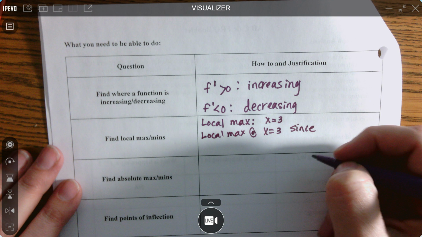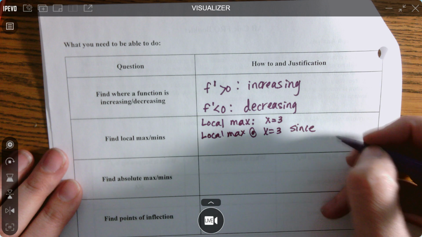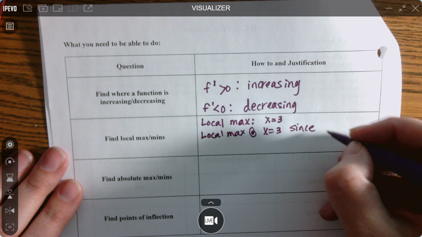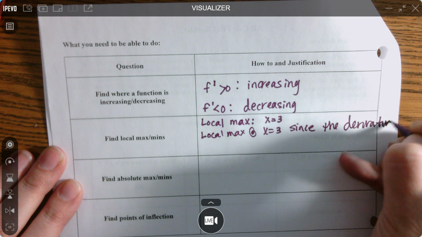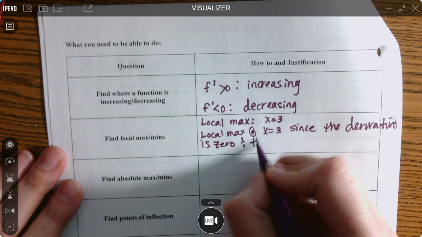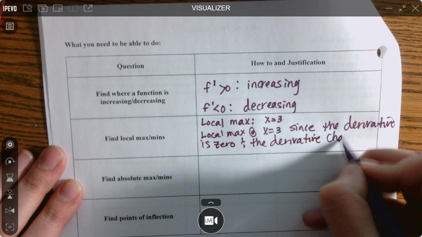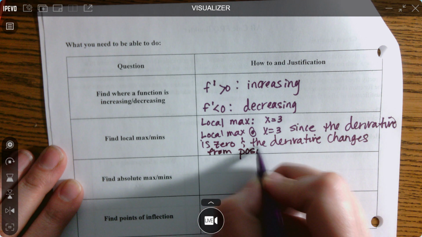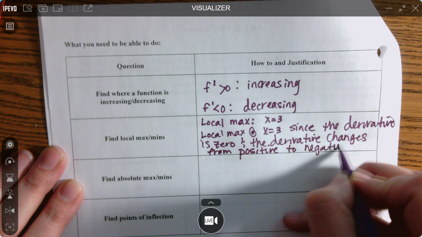And I like to add that the f prime, the derivative, is 0 there, but technically I feel like you wouldn't have to because if the sign is changing from positive to negative, it kind of has to go through the 0. So since the derivative is 0, and the derivative, so they know I'm talking about that still, changes from positive to negative. Okay.